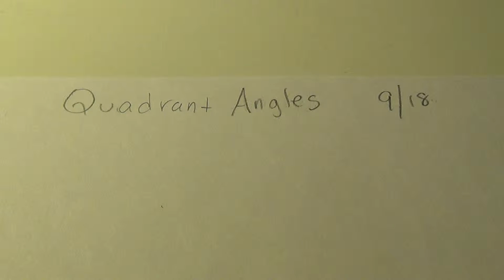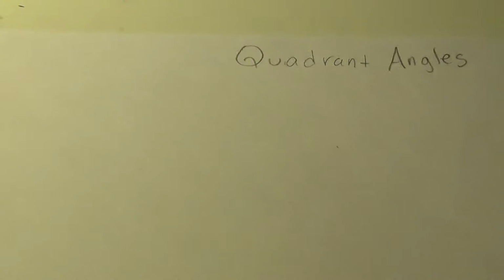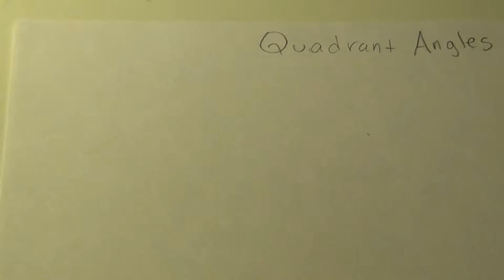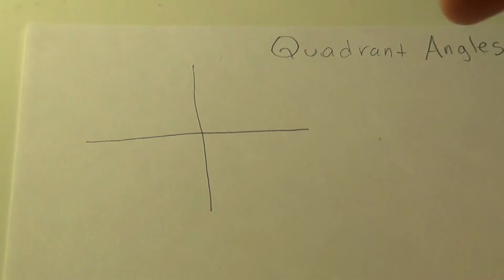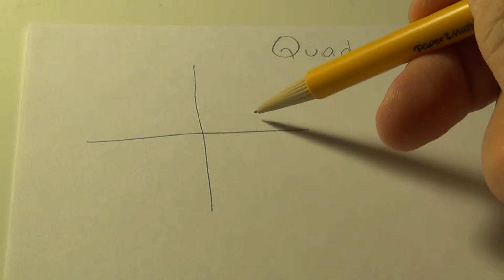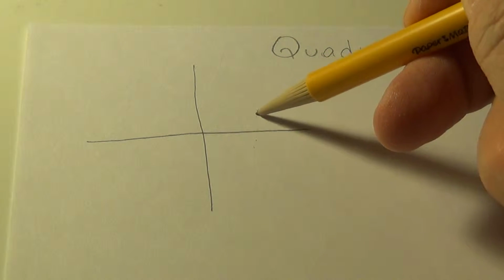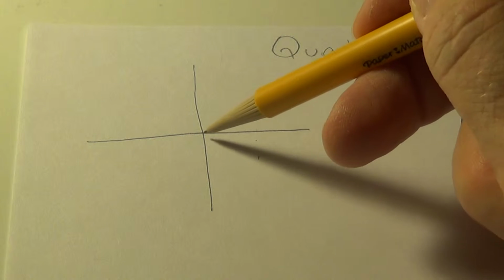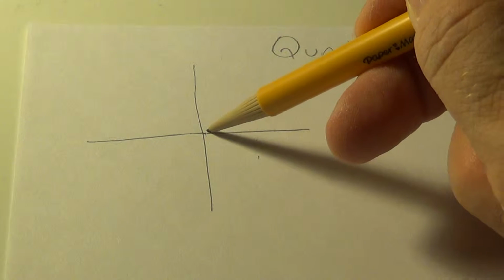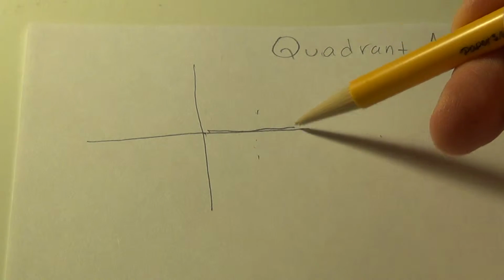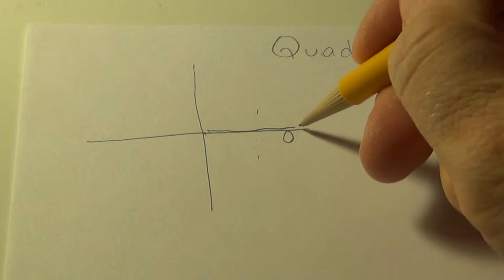Our topic for tonight is quadrant angles. A quadrant angle is an angle that is right in between two quadrants, so we call it a quadrant angle. What angle is there between the first and the fourth quadrant? It's the angle that sits right on this line, and that angle is 0 degrees.